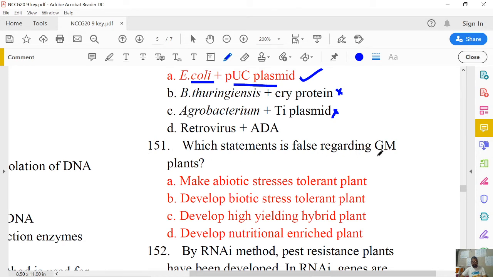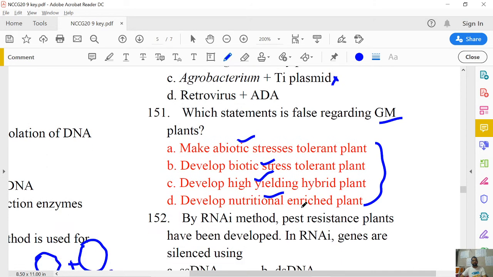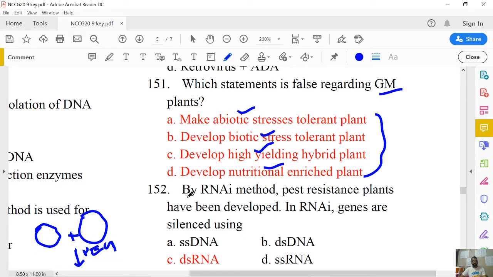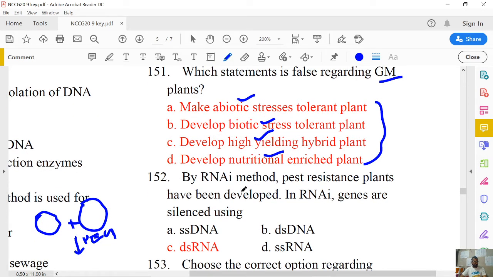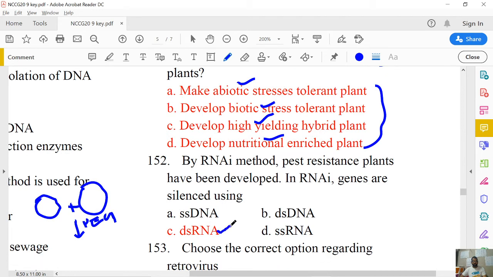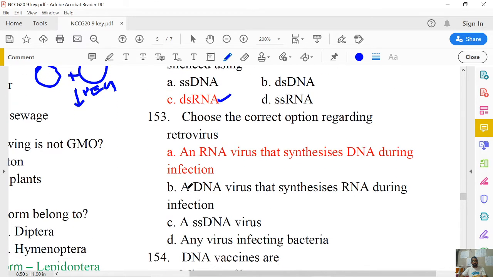Which statement is false regarding genetically modified plants? Actually, genetically modified plants are for all these things, so there is no proper answer inside this. GM plants are for abiotic stress resistance like temperature or drought resistance, or for biotic stress tolerance, or for high yield, or for increased nutritional enrichment like golden rice. By the RNAi method, pest resistant plants have been developed. In RNAi, genes are silenced by double stranded RNA, used in the antisense RNA technology or RNA silencing.